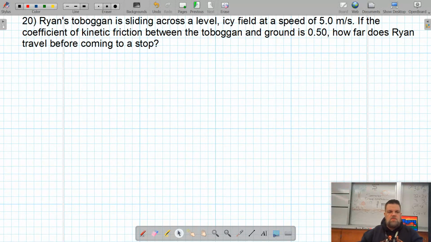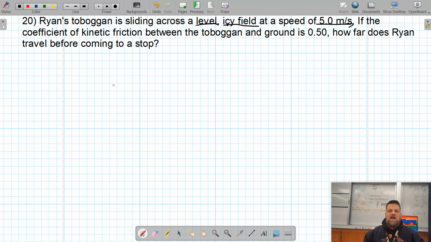All right, so it says Ryan's toboggan is sliding across a level, icy field. Level just means that the height is 0, so we don't have to worry about potential energy. Icy field just means no friction, so we don't have to worry about friction. But there's a velocity of 5 meters.